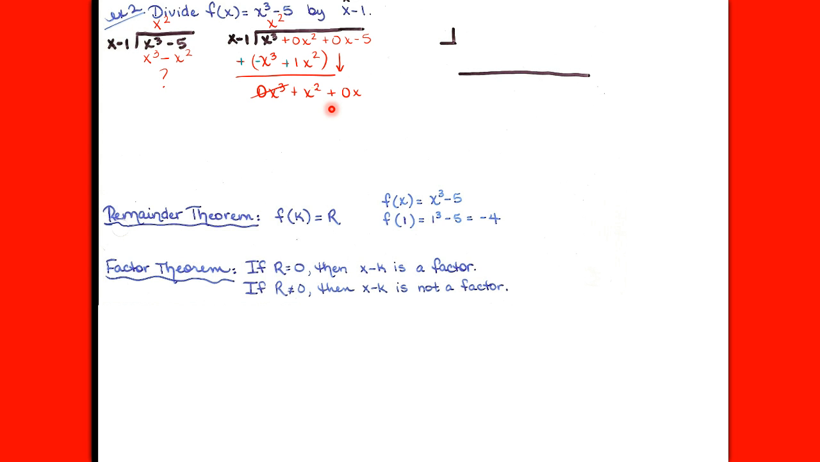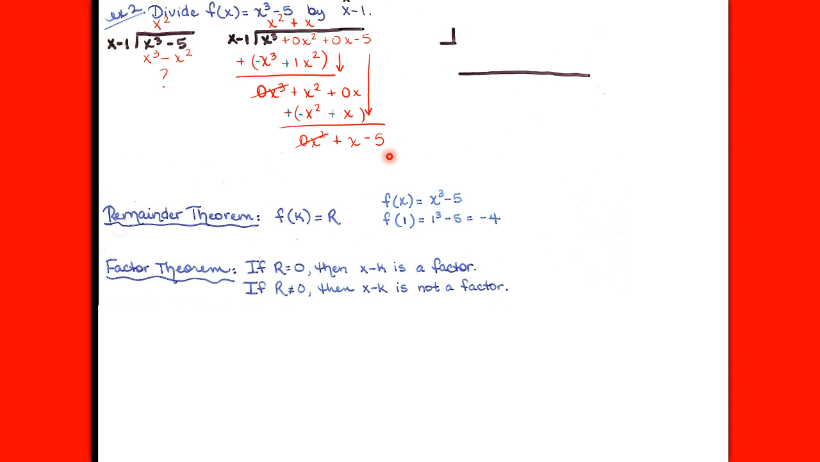So how many times does x go into x squared? X. And then we'll multiply. So x times x and x times negative 1. We'll subtract, changing both of our signs. And then we'll combine. First term drops out as it should. No x and 1x gives me 1x. And then we can bring down our next term.